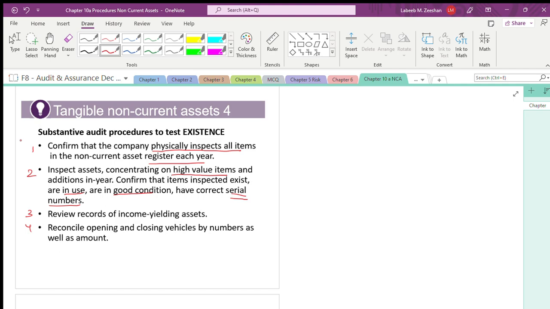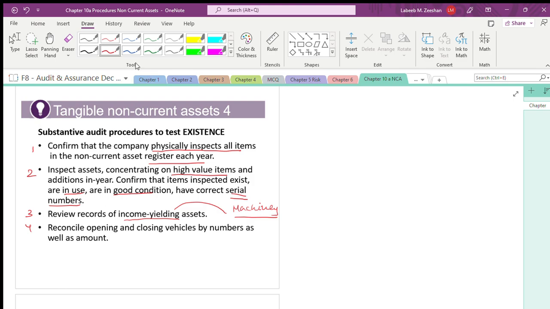Review records of income yielding assets. You are talking in terms of property, plant and equipment. Equipment is there, machinery is there. When you are talking about the machinery, review the records of that machinery. Machinery exists, machinery is in good condition, machinery has its coding. Depreciation has been done properly. They have presented it in the financial statements in the right classification. You have to make it.